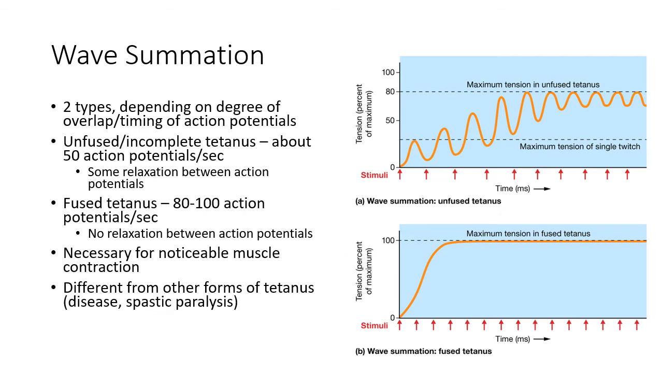And then finally, please note that there are other types of tetanus, and this is not those. So fused, unfused tetanus, that's referring to twitches in a muscle overlapping due to action potentials coming very quickly at the muscle. You also have the diseased tetanus, which is caused by a toxin from a bacteria. And then you also have spastic paralysis, which is also called tetanus. That would be when your muscles are contracted and they're paralyzed in that position so that you can't relax them. That's yet another type of tetanus.